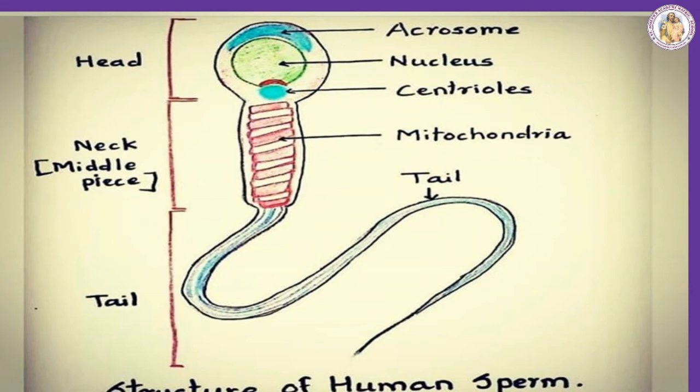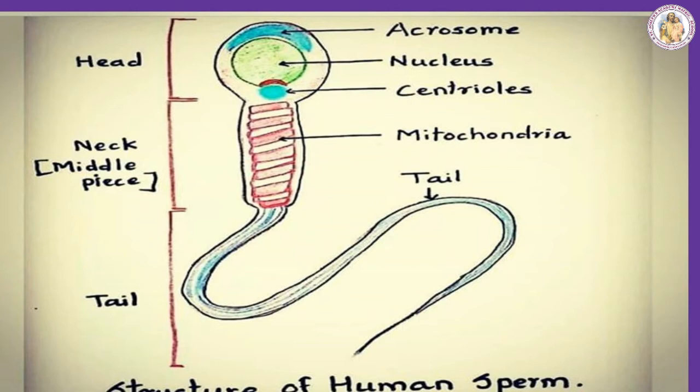Now we are going to see the structure of the human sperm. In the topmost region you will have the head, the middle is the midpiece, and the last region is the tail. So it is divided into three. The head part is elongated, formed by condensation of the nucleus. The anterior portion has a cap-like structure called the acrosome. You can see that.